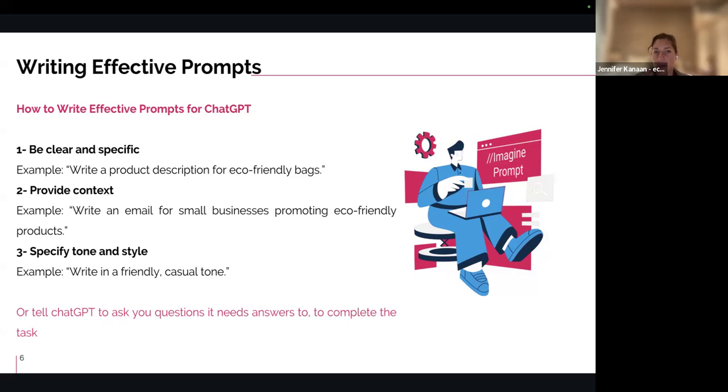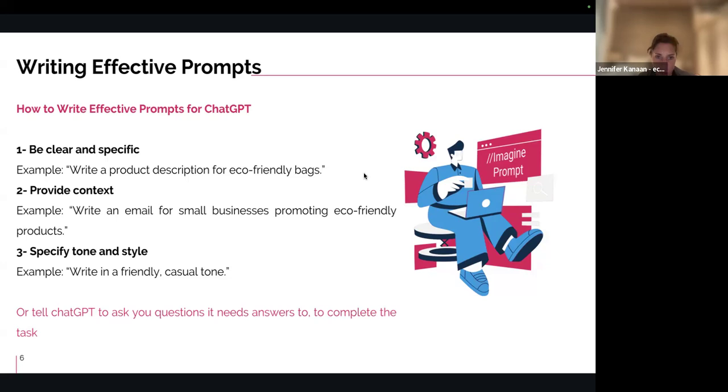So you're asking ChatGPT to write a description about eco-friendly bags, but what bags, what size, what's the material that they're made of, who is the target audience, how much is the price. All of these things come into play here and affect really what kind of response we get. So we will look at this a little bit in detail in the next slide.